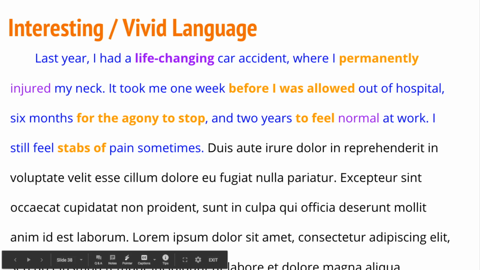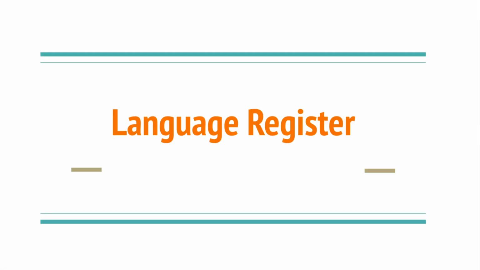The final section we're talking about in this video, we are going to think about something called register. Now, if you've never heard about this before, probably in school, in your English classes, you probably learned about formal English and casual English. Well, that's what we mean by register. It's the type of language that you use with different people or in a different situation.